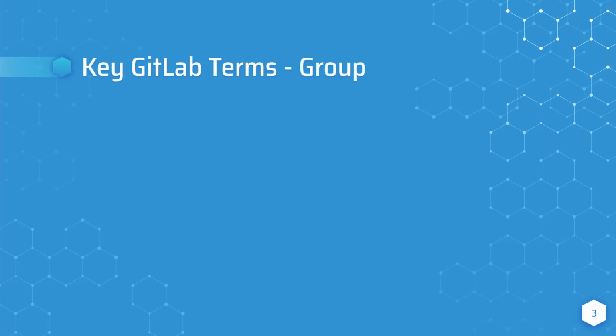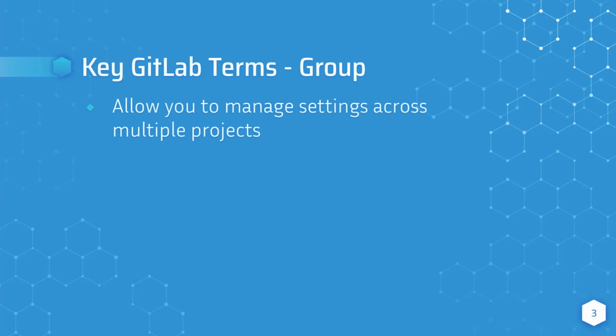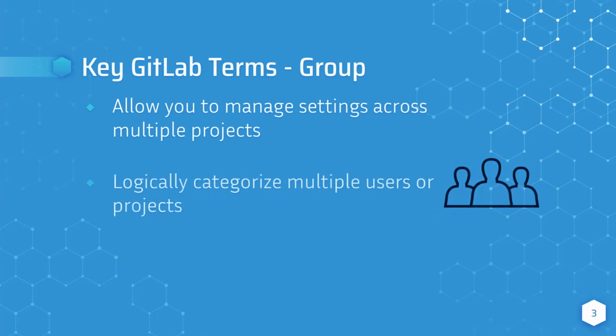First, let's explain some important GitLab terms, starting with group. A group will allow you to manage settings across multiple projects at the same time. A group enables logical categorization of multiple users or GitLab projects. A GitLab group can also provide a cross-project view of things like issues and merge requests.